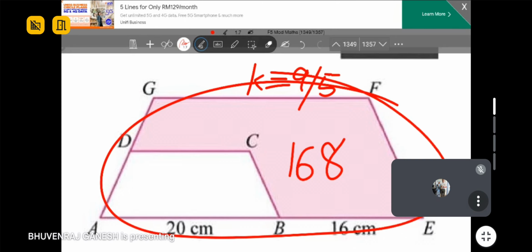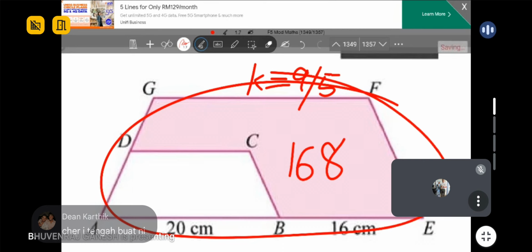Anyone? How do I get the area of image? Don't say the question is not complete. Soalan dah lengkap. Oh, tengah buat. Okay.